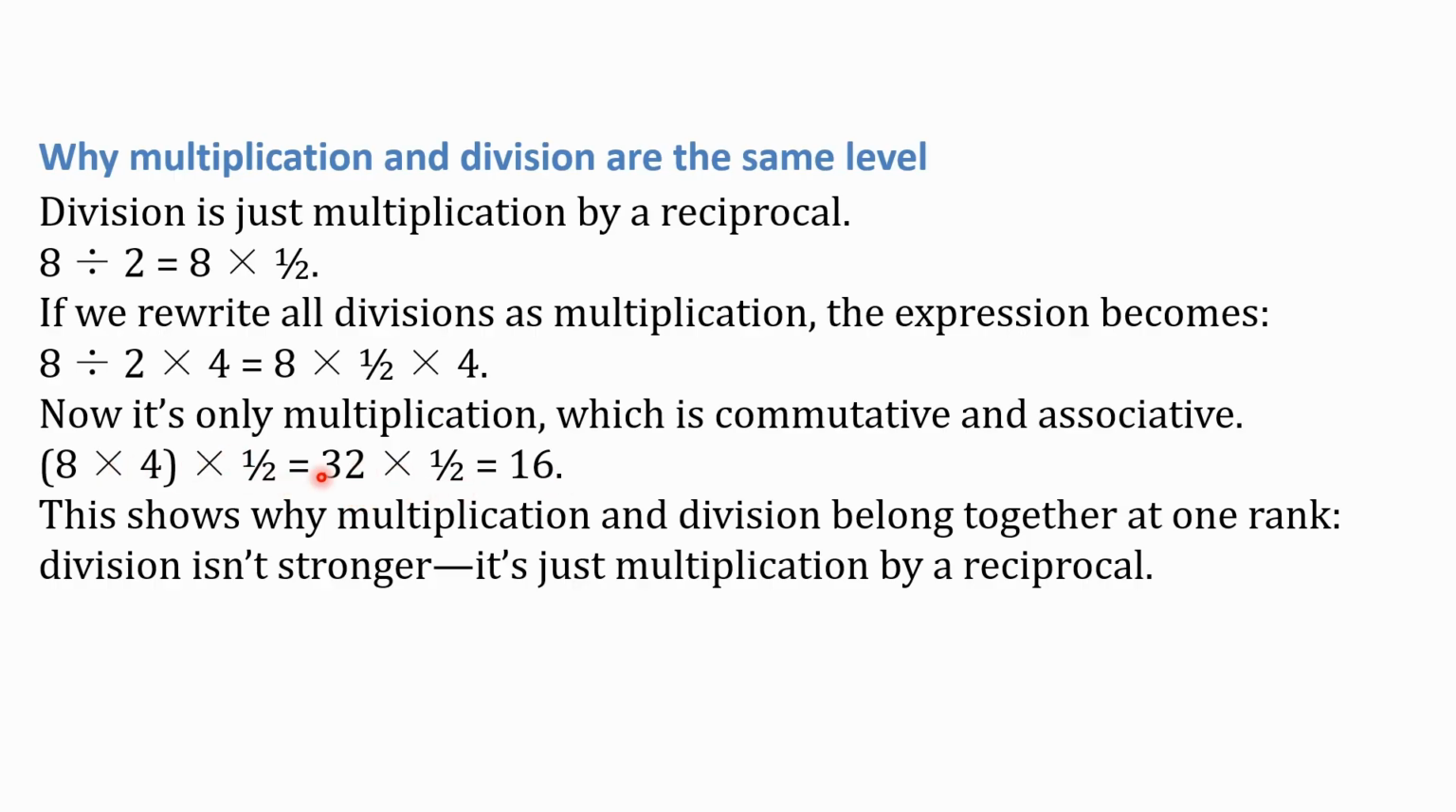So you can see that once you have it set up in multiplication, I can take 8 times 1/2 times 4, or I can take 8 times 4 times 1/2. You still get the same answer of 16. So this shows why multiplication and division belong together at one rank. Do not get confused by PEMDAS or BODMAS. Don't simply memorize the alphabetical order of 6 letters. These are not 6-step checklists.